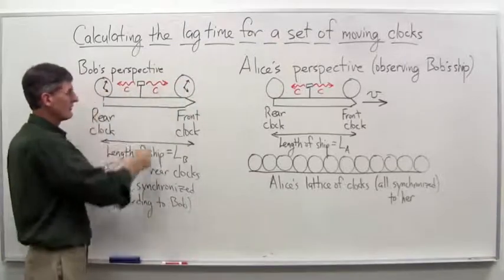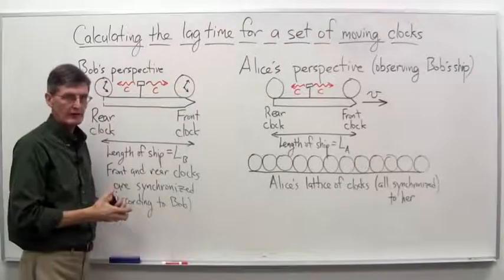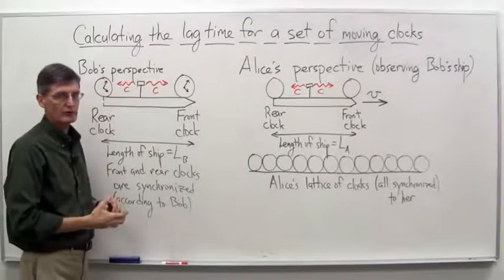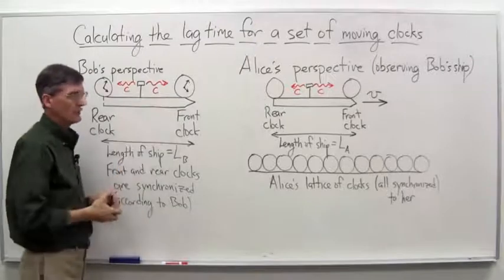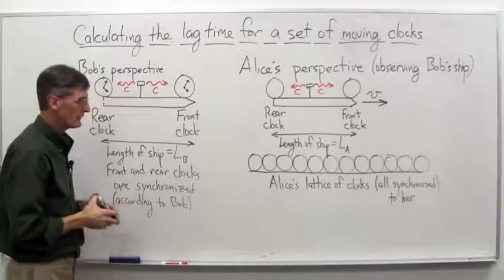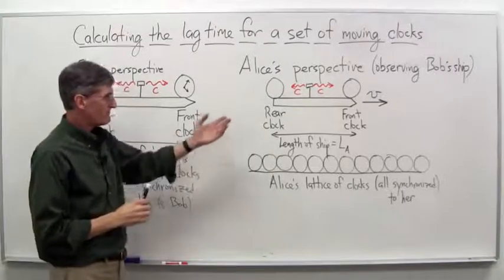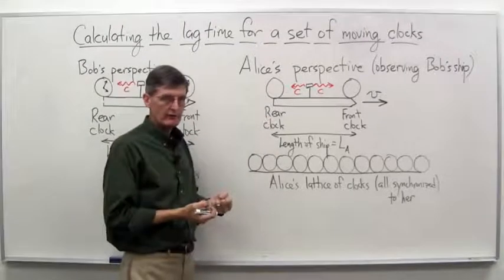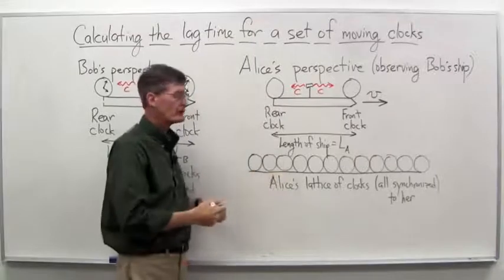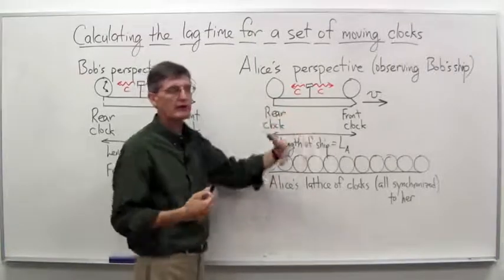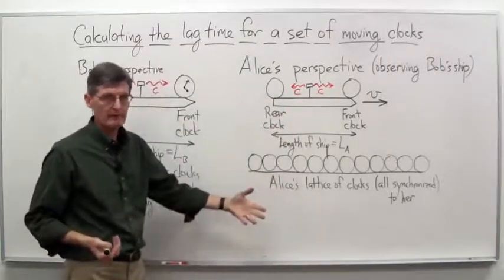The clocks are synchronized, therefore they'll stop at exactly the same time, or the flash photograph will occur at exactly the same time on each of them. But let's see what Alice's perspective is. And really the key part here, as we did qualitatively the first time, is that the speed of light is constant to all observers. Okay?